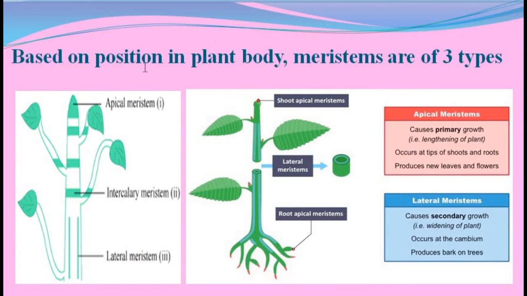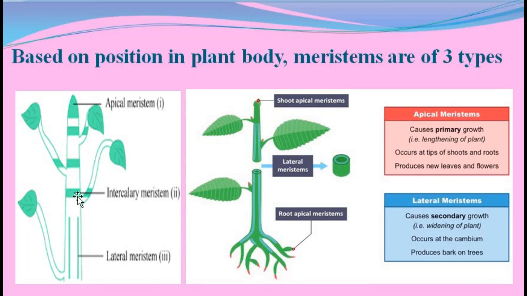Based on the position, as I already told, there are three types of meristems. Apical meristem, which is present at the shoot apex or at the root apex. They cause the primary growth of the plant. That means they will increase the length of a plant. They will bring about the lengthwise growth of a plant.